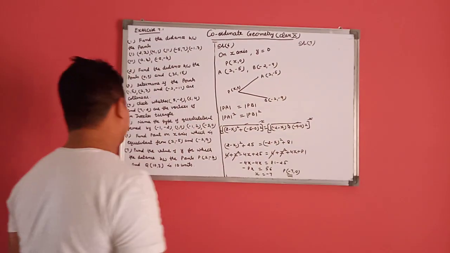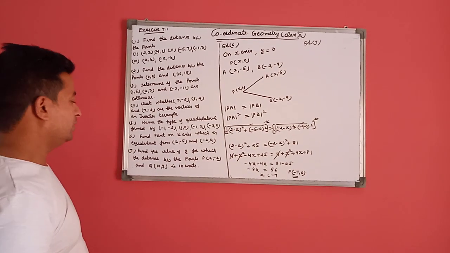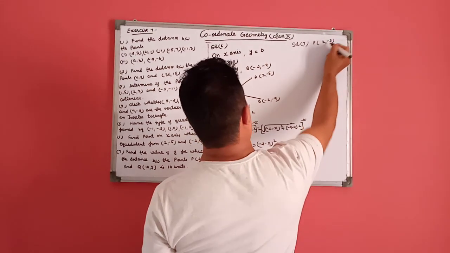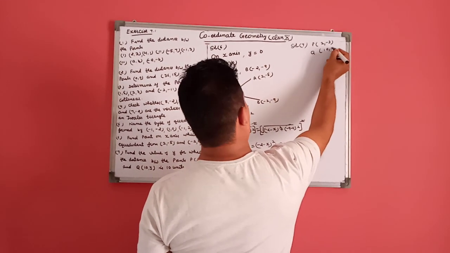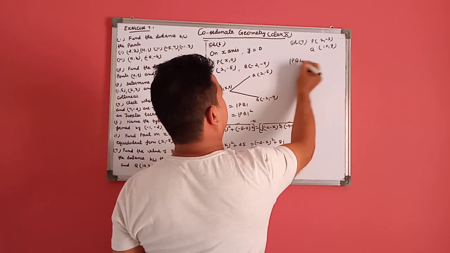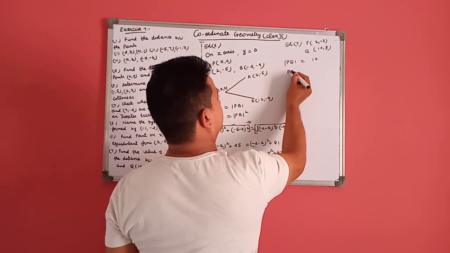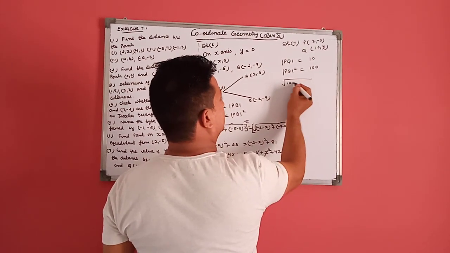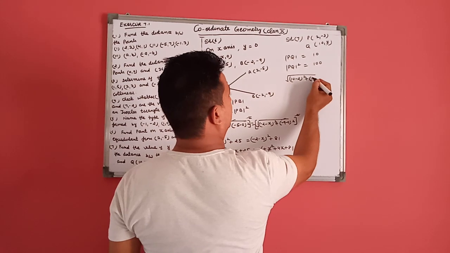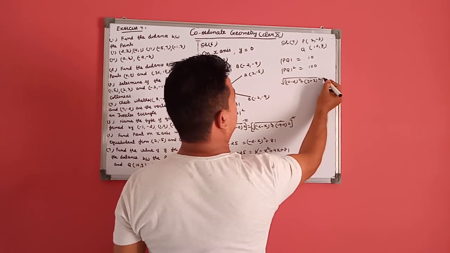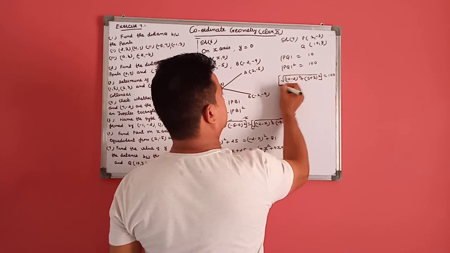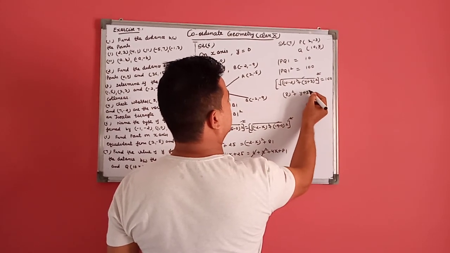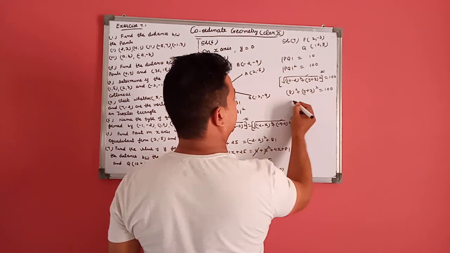In question number 7, find the value of y for which the distance between 2 points, that is P is 2, minus 3 and Q is 10, y. We have given PQ is equal to 10. This means when we square both sides, this is equal to 100. PQ is (10 minus 2) whole square, (y minus minus 3) whole square equal to 100. This cancels out. 8 whole square, (y plus 3) whole square equals 100.